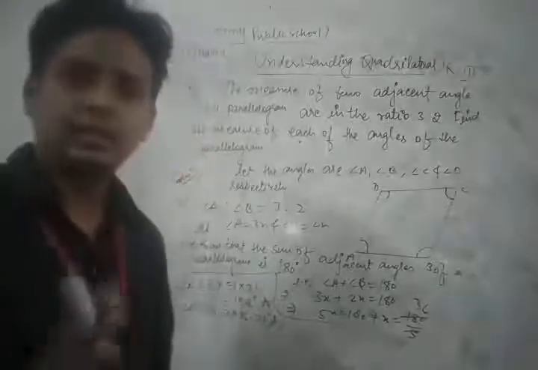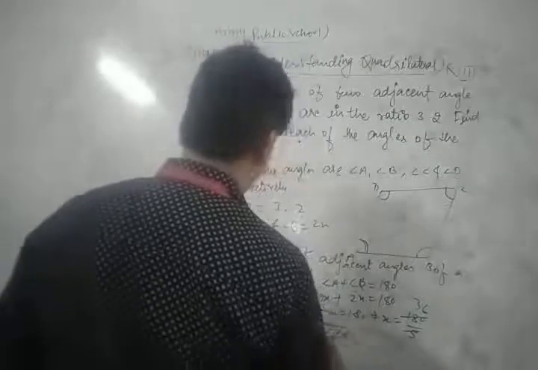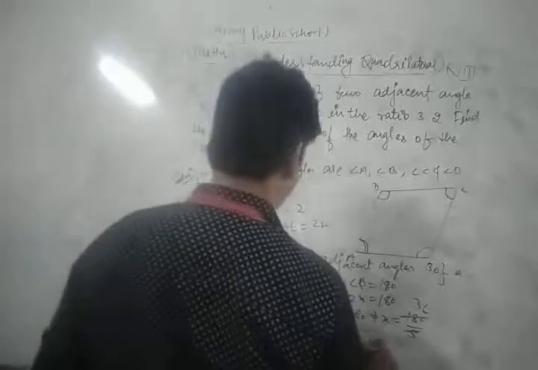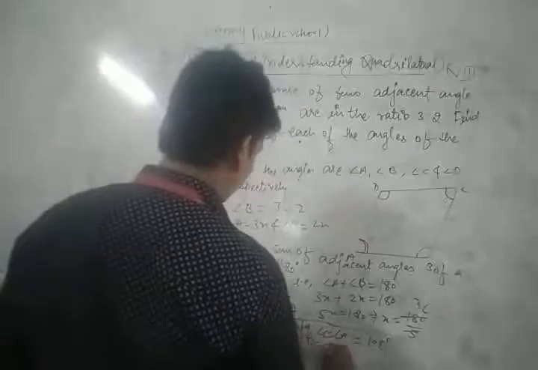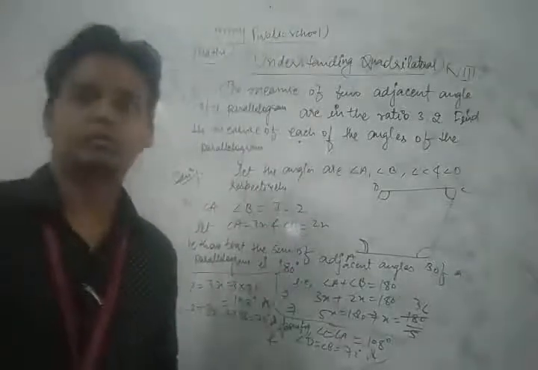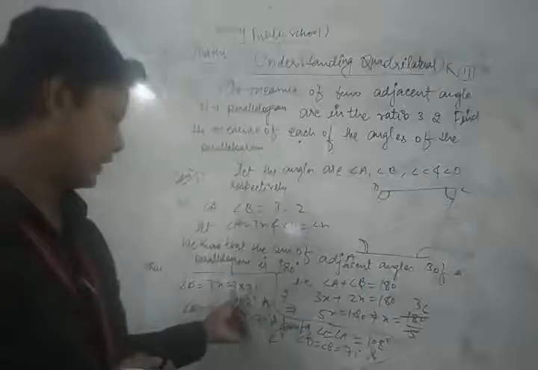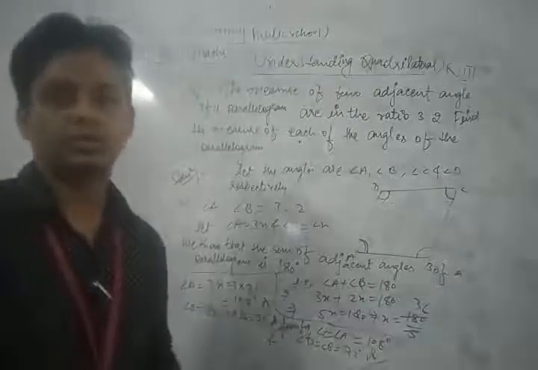And we know that the opposite angles of the parallelogram are equal to each other. From the figure, angle C is equal to angle A, so that is equal to 108 degrees, and angle D is equal to angle B, which is equal to 72 degrees. In this way, dear friends, we find each and every angle of the parallelogram as 108, 72, 108 and 72. Okay, so this is the required solution of the given question.